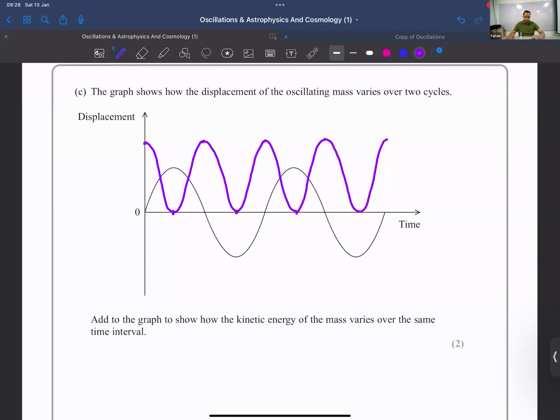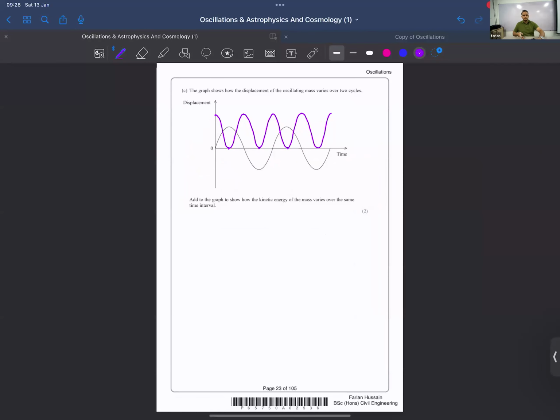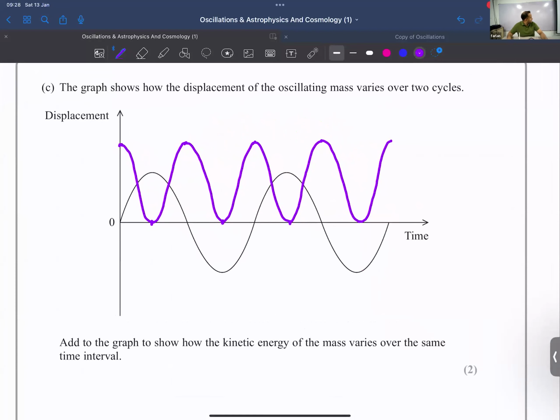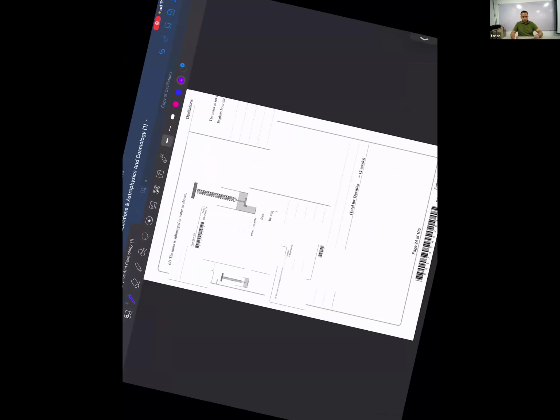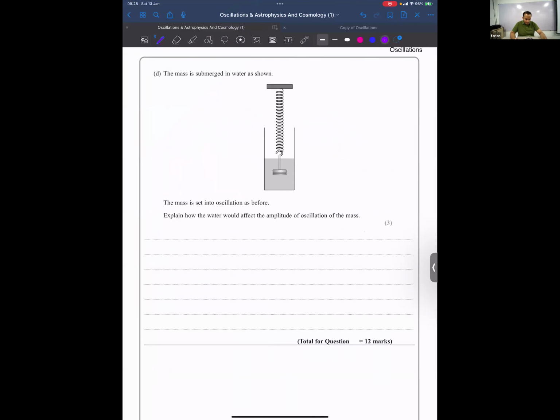Okay. What else? What's next? There's another part. Part D. The mass is submerged in water as shown. The mass is set to oscillate as before. Explain how the water would affect the amplitude of the oscillation of the mass. That we will do a bit later. There's a little bit more theory to be done.